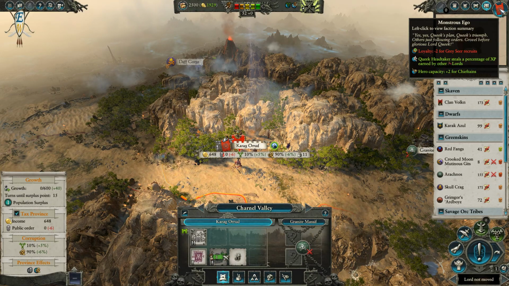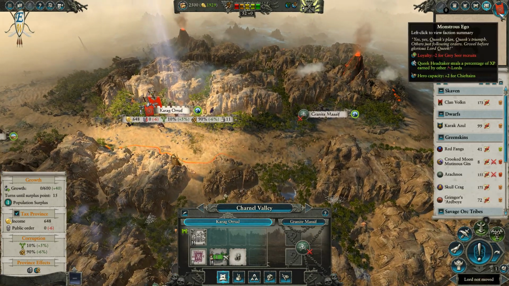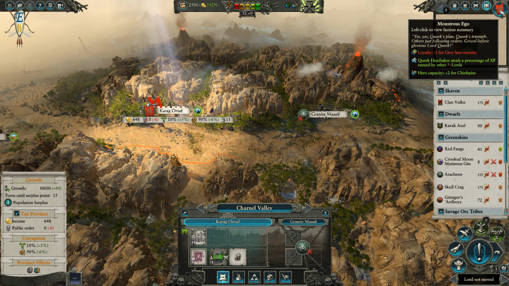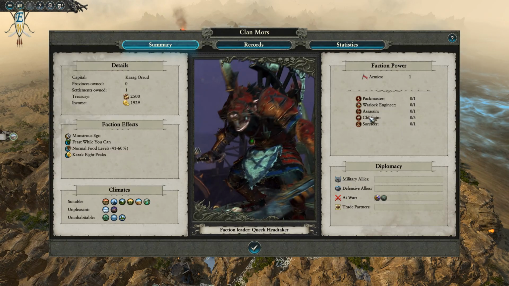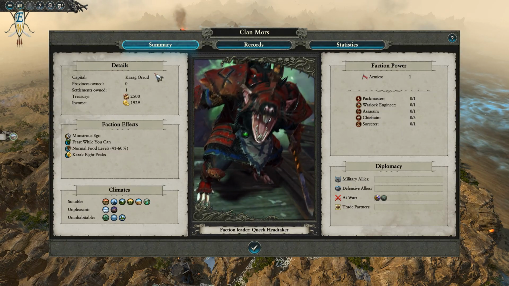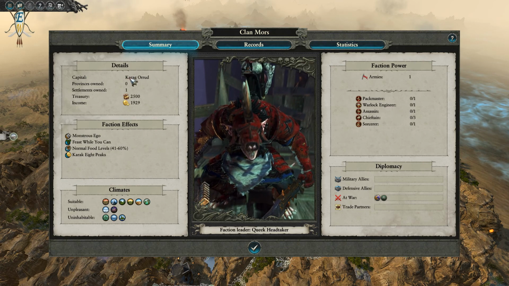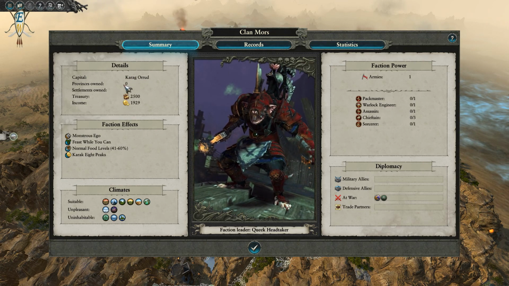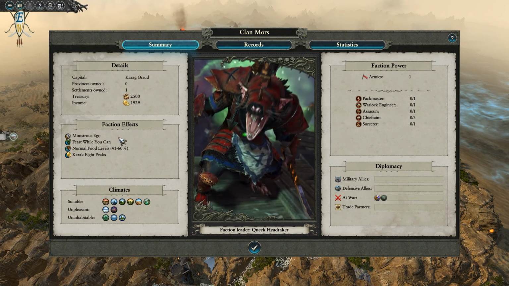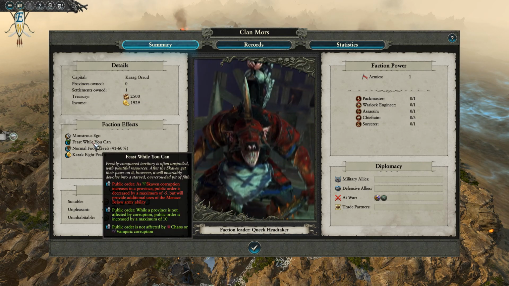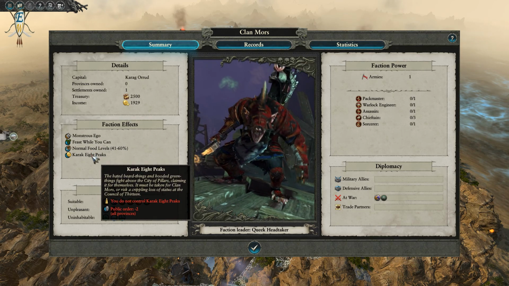So this is the faction summary. His faction summary is Monstrous Ego. He has loyalty -2 for Greyseer recruits. Queek Headtaker steals a percentage of XP earned by other lords, and he has a hero capacity +2 for chieftains. If you click on it, you see all sorts of details further. You get to see where his capital is, how many provinces owned, how many settlements owned, what the treasury is, predicted income, and also other faction effects as well.